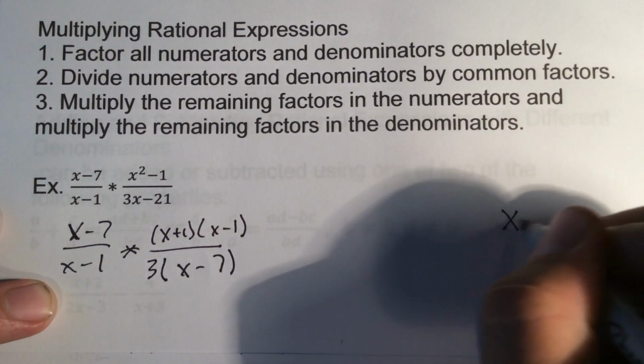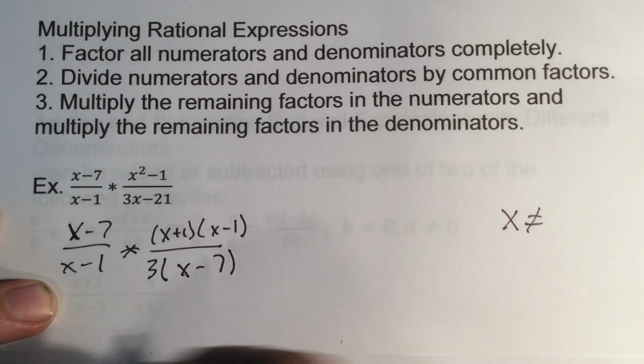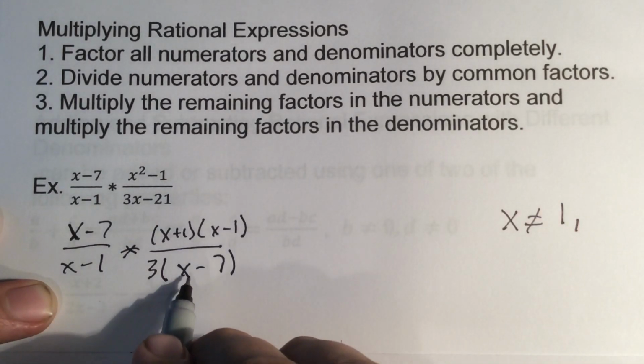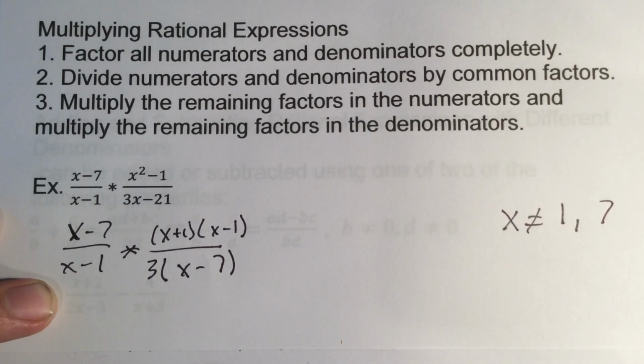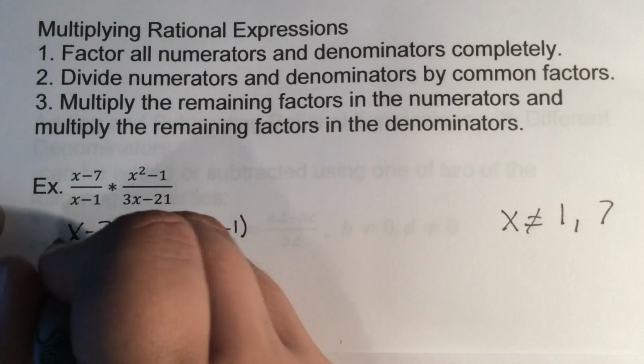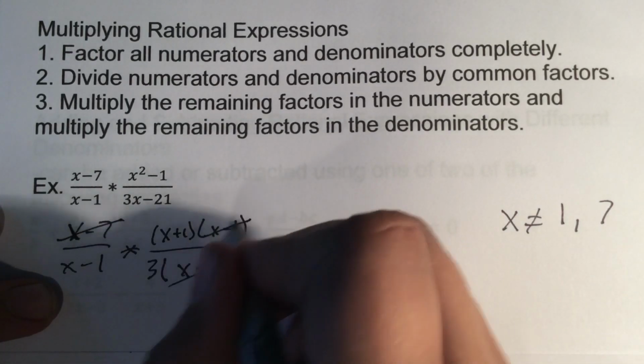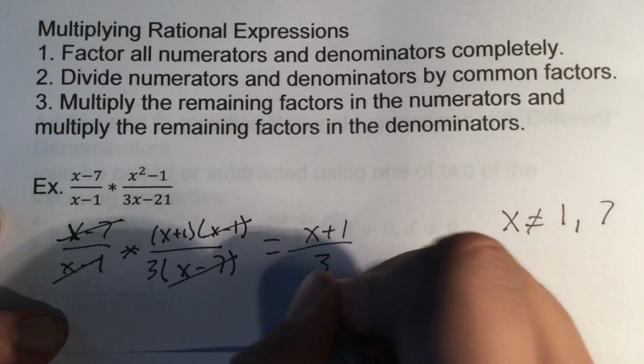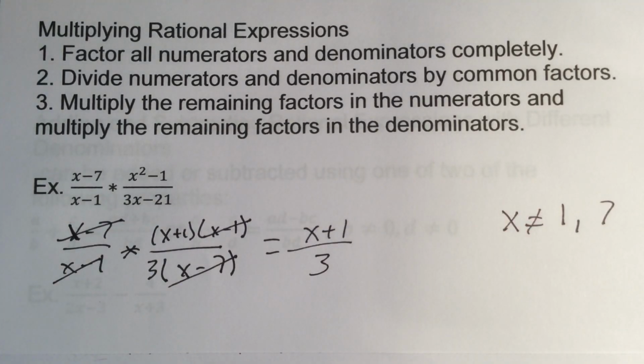So, exclusions. What can x not be? Well, x cannot be 1 here, because that would be bad, and x cannot be 7 here, because that would make it 0 on the bottom. So now it can cancel. Well, I have x minus 7, x minus 7. x minus 1, x minus 1. I'm left with x plus 1 over 3. That's it.